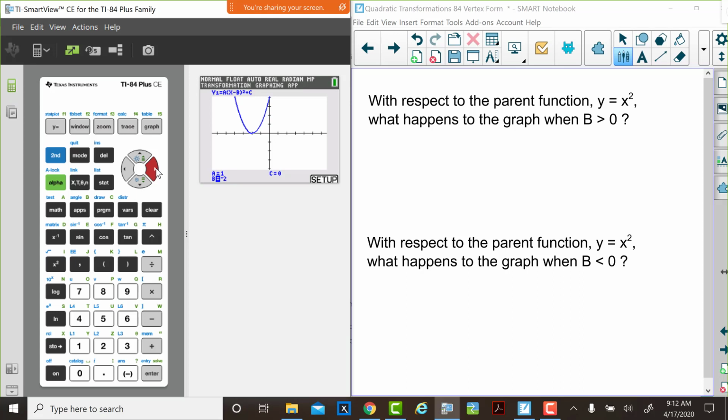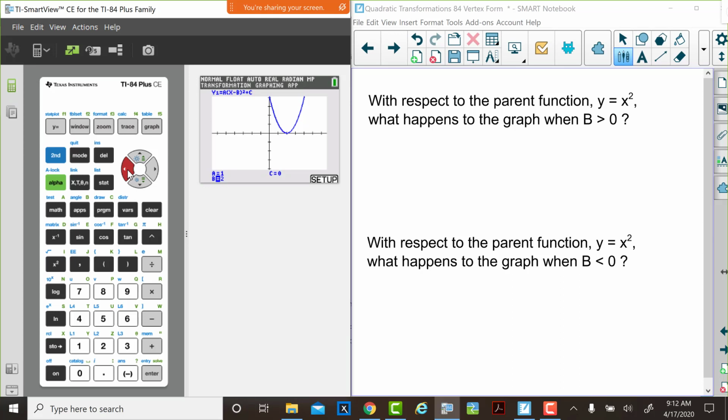You may have noted that when b was positive, and Judy will enter a value, perhaps, she can just move to the positive values. That's great. So when b is equal to 2, of course, and other positive values, the graph shifted to the right. We had a horizontal translation to the right.